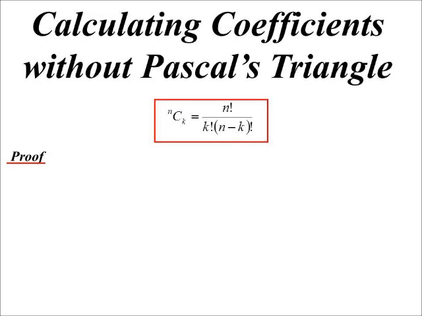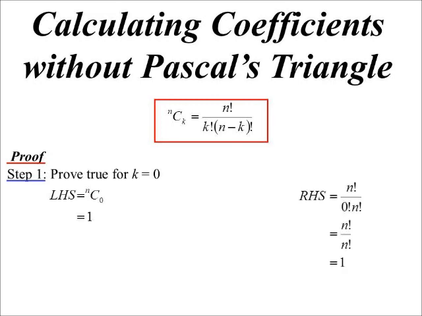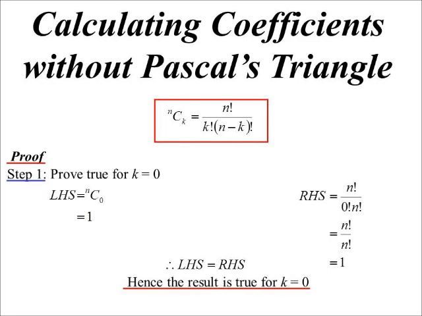So I'm going to prove it's true for k equals 0. Well, 0 would be the first case, because nC0 is the first coefficient. So the left-hand side would be nC0, which we know is 1. We defined that to be 1. The right-hand side would be n factorial on 0 factorial, n factorial, which also turns out to be 1. So yes, left-hand side equals right-hand side. It is true for k equals 0.